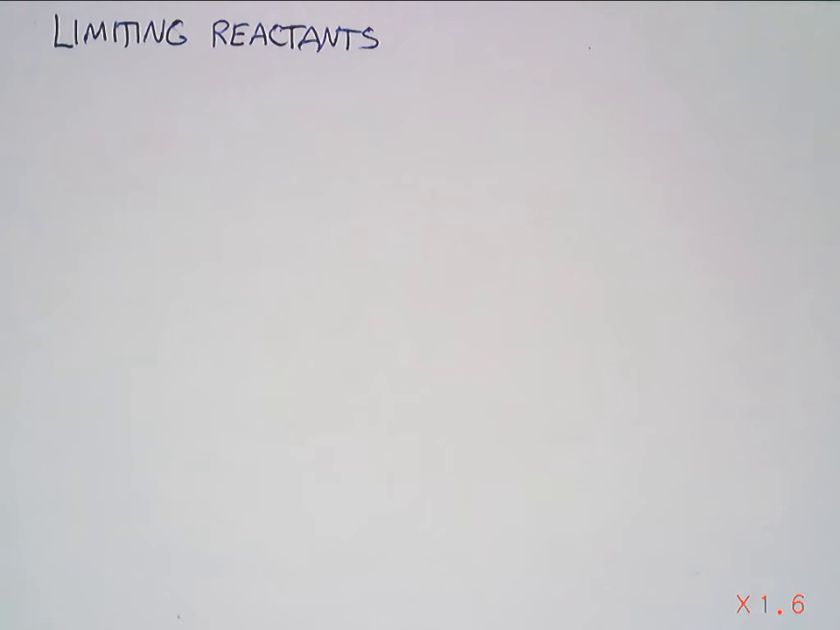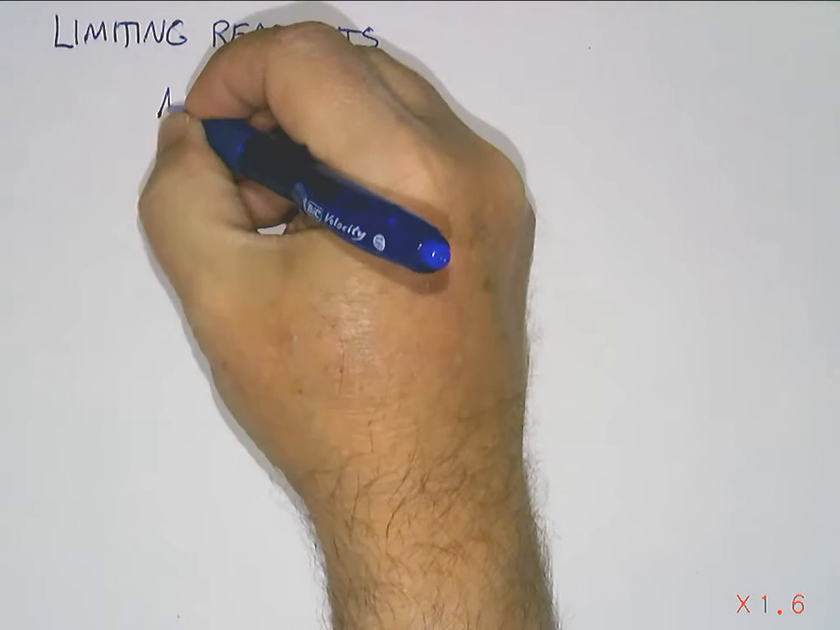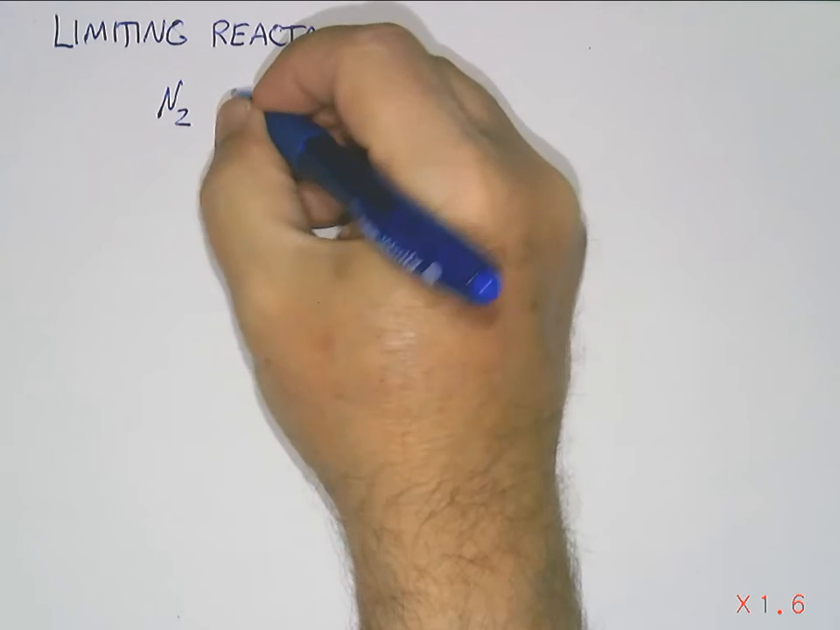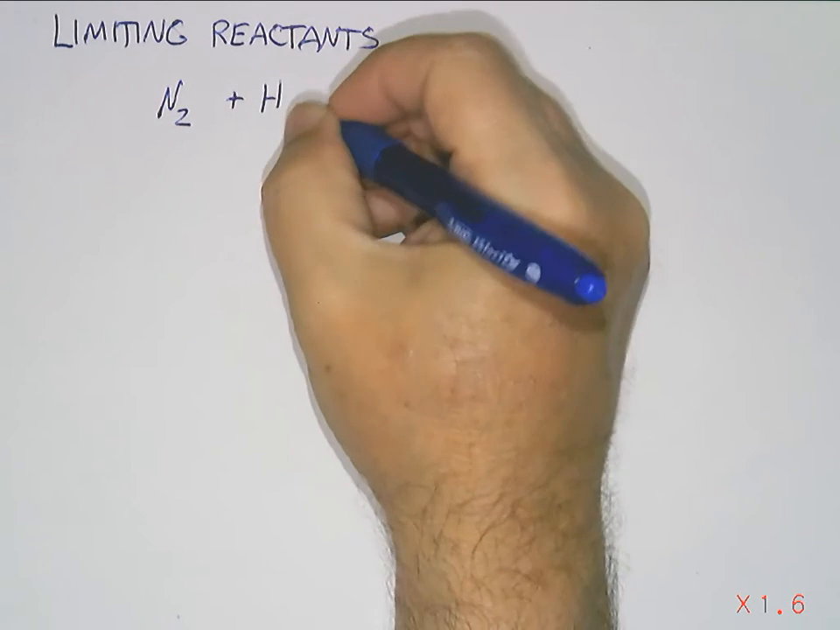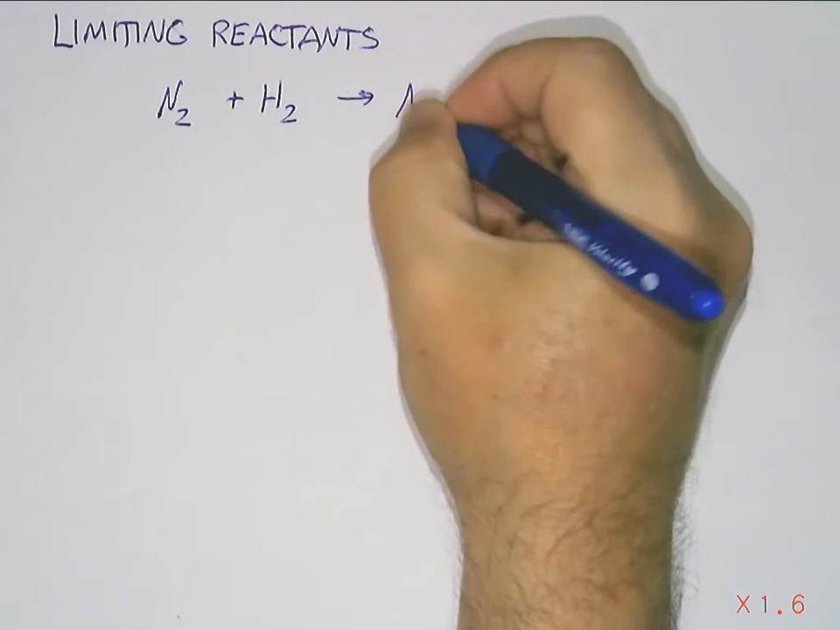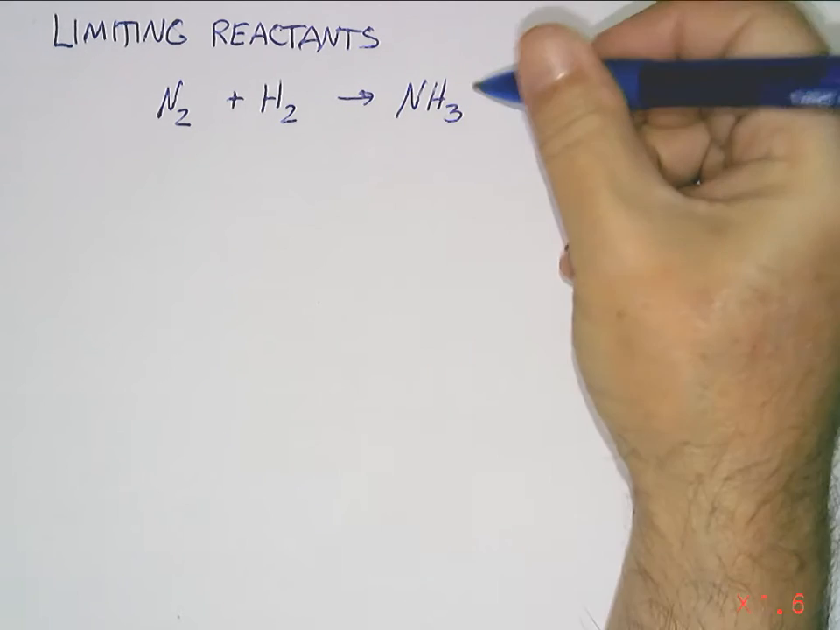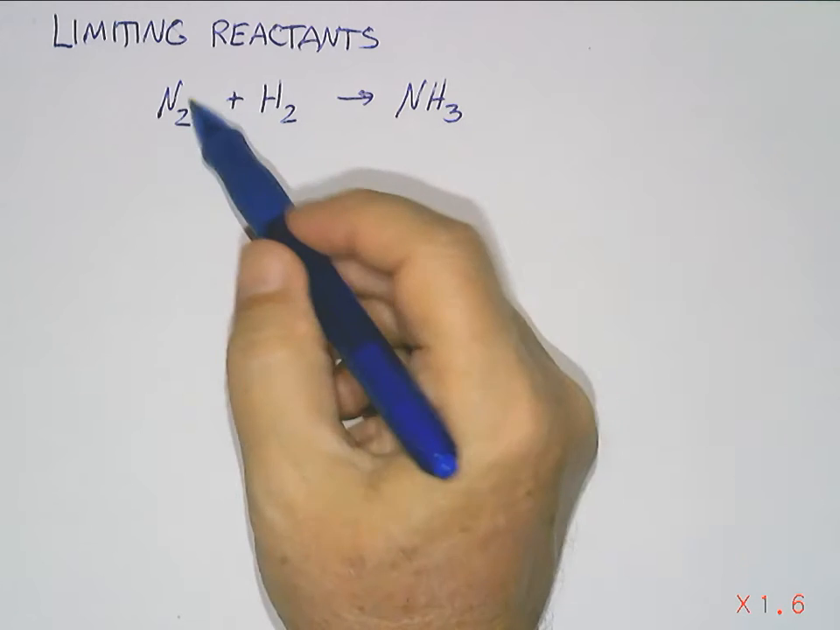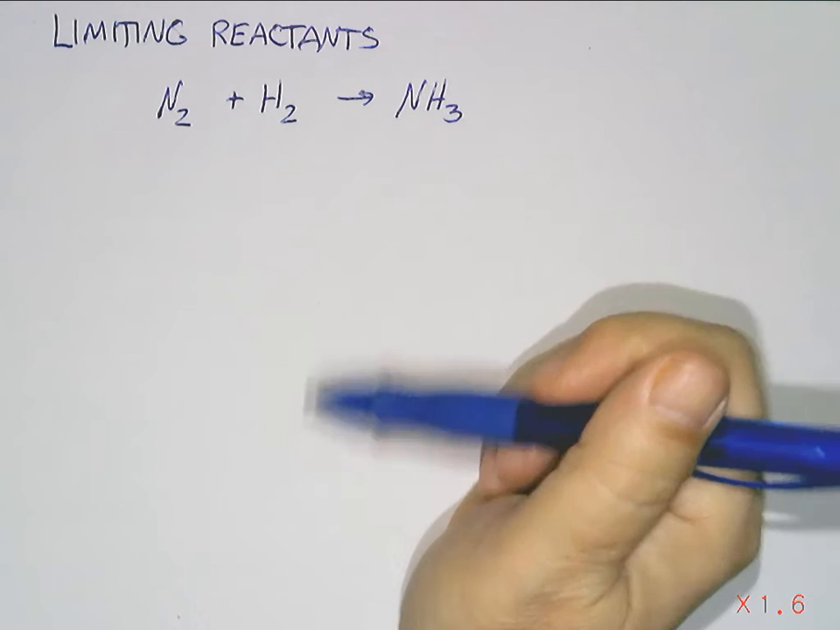In the last worksheet, we saw that chemical reactions could be used as recipes. Here's a recipe for making ammonia out of air. Ammonia is NH3, and we take some N2 out of the air and we react it with hydrogen.